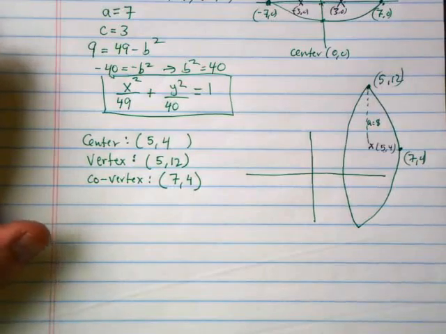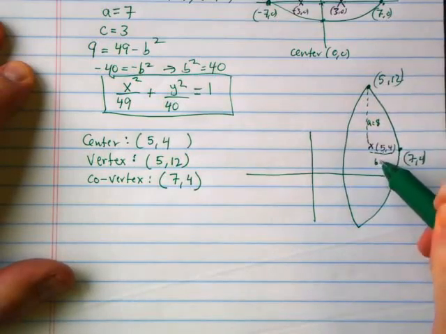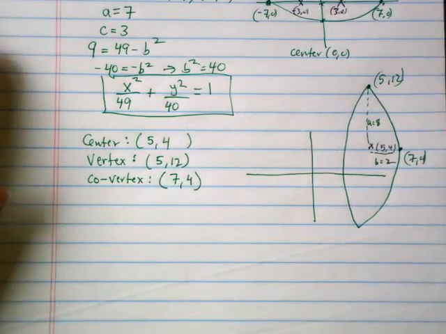Do I know B? Yeah, B is 2 because B is this distance. Distance from 5, 4 to 7, 4 is 2. Do I know C? I can figure it out, but I really don't need it to answer the question, do I? To answer the question, what do I need? I need A and B.